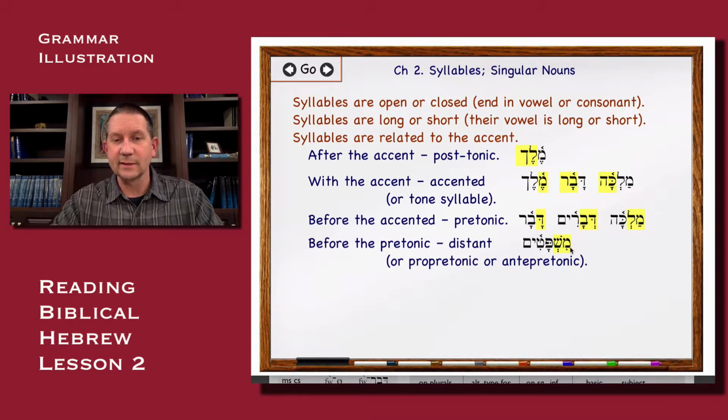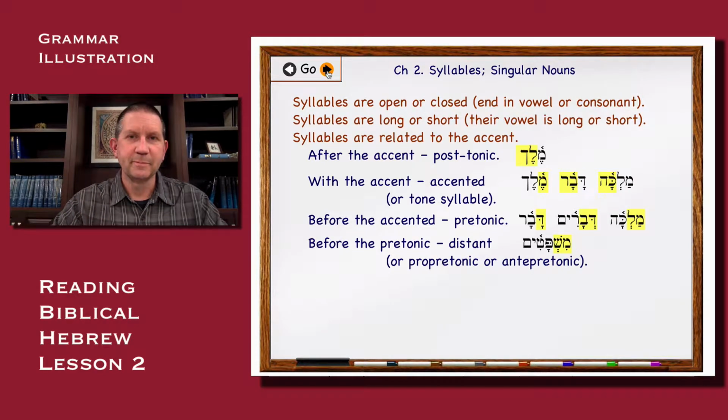we call it distant. Some people would call it propretonic. Some people would call it antipretonic. But if we get words that are longer and longer, all the syllables up here are going to follow the same characteristics, so we'll just call them all distant syllables.